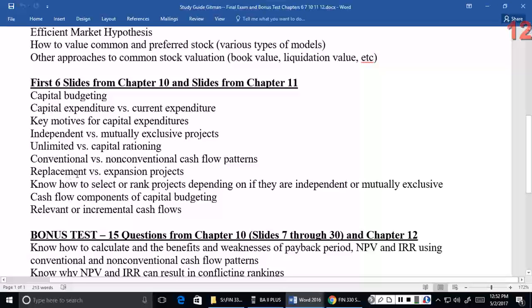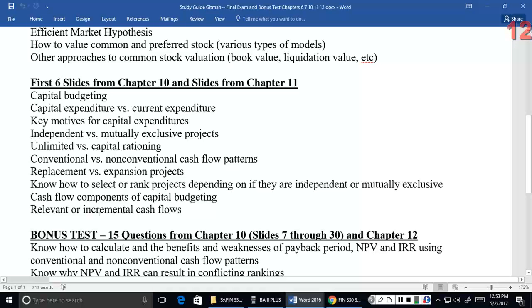And then replacement versus expansion. Know how to select or rank projects, and we'll see an example of that in the practice questions if they're independent or mutually exclusive. The cash flow components of capital budgeting, there were 3 that we talked about. The initial investment, that's what you're spending. The operating cash flows, that's what, once you purchase this asset, then it provides hopefully positive cash flows for you. And then some assets we said have something called a terminal cash flow. That could be positive or negative depending on the project.